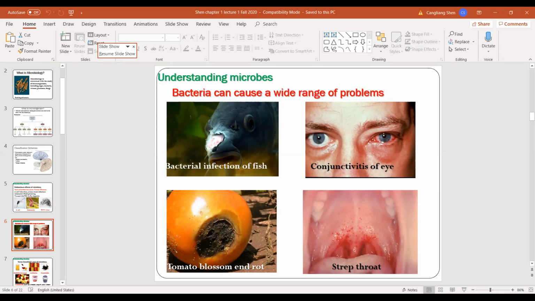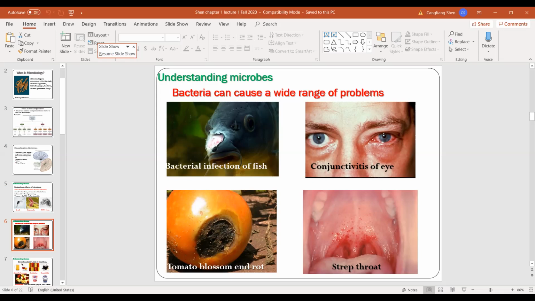Now you see the tomato blossom end rot, that is related to the bacteria. That's a plant disease pathogen. And then last one, everybody heard about the strep throat. Streptococcus pyogenes causes strep throat. We will mention later on in detail in our bacterial disease section of the examination too.